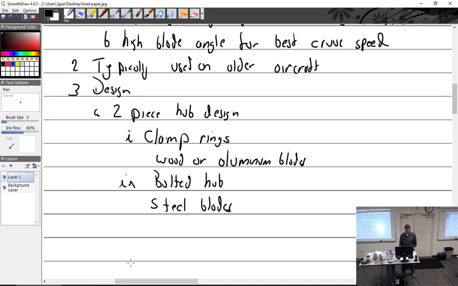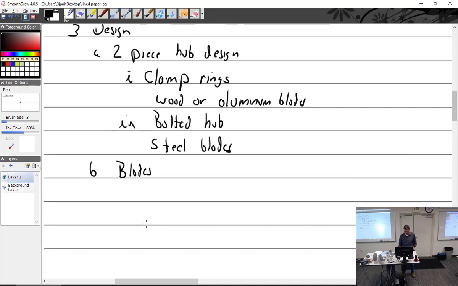The blades are either, as I just said, you can take a wood blade, steel, or aluminum. They have a root with the shoulder all machined in it.